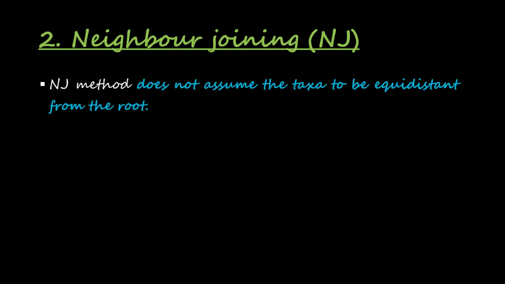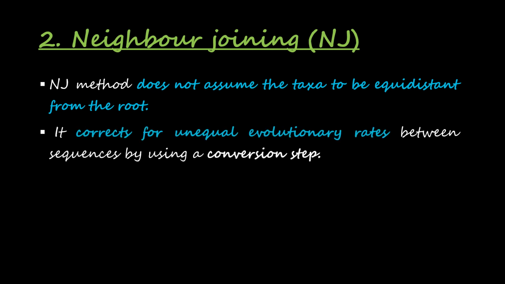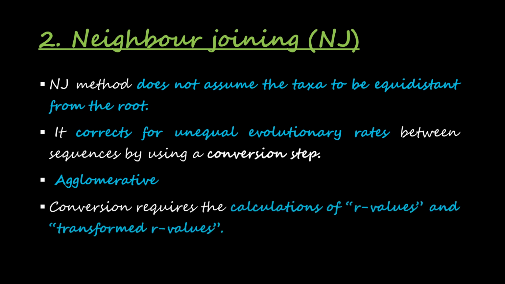Next is neighbor joining method. Neighbor joining method does not assume the taxa to be equidistant from the root. So this is actually solving the previous problem. It corrects for unequal evolutionary rates between sequences by using a conversion step. So again, we use agglomerative clustering here.